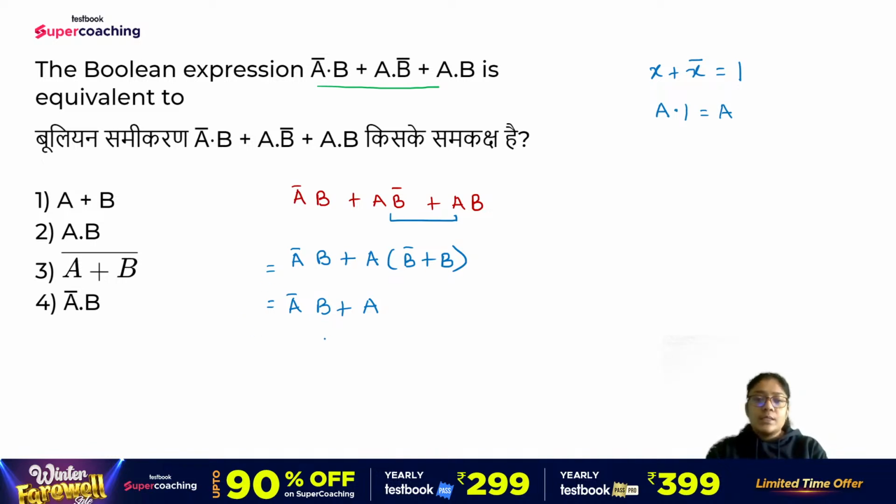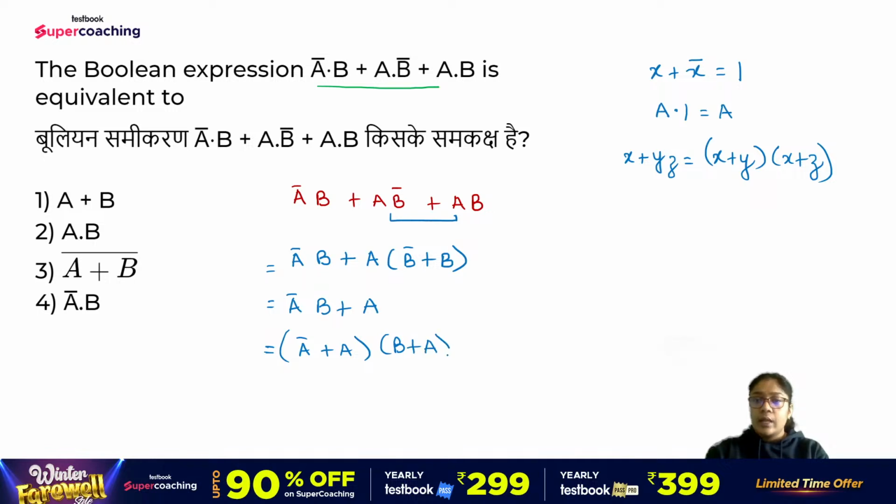So let's minimize it further by applying the distributive law. We know that x plus yz is nothing but x plus y into x plus z. So I'm going to use this distributive law here. So we'll get A complement plus A, B plus A. A complement plus A, again the first rule is used. So this is 1 multiplied with A plus B, that is nothing but A plus B. Identity law. So the minimized expression is option 1, that is A plus B.